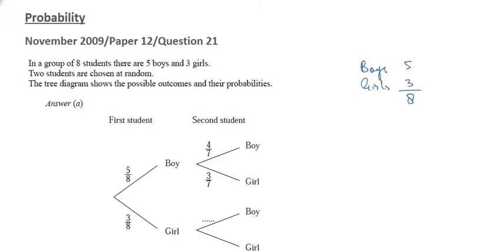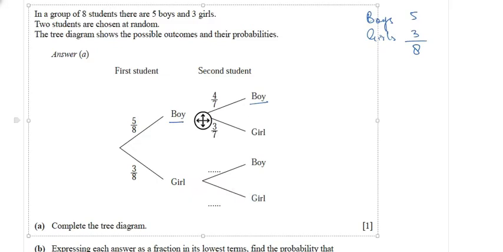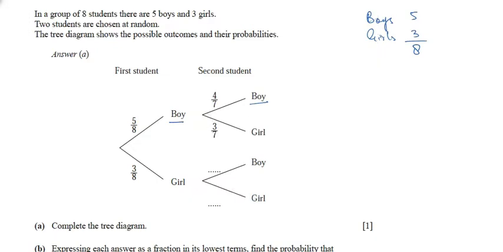It is given at the start of the question also, in a group of 8 students, 2 students are chosen at random. The tree diagram shows the possible outcomes and their probabilities. Here they have not mentioned whether this is a case of with replacement or without replacement, but they have already filled the tree diagram. Only 2 parts are blank and we will fill those parts. After the first boy, if we have the second boy, they have reduced the numerator as well as the denominator. So it means here we have a without replacement case.